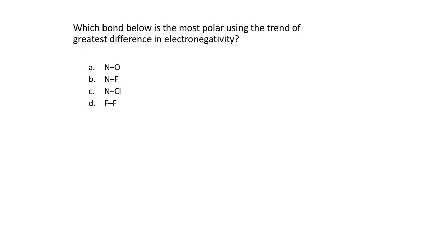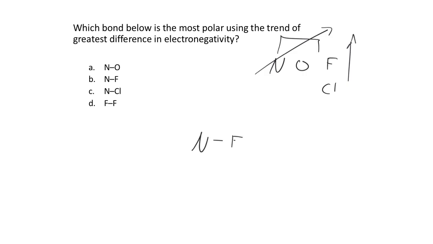So if we're constructing, sometimes in these problems it's best to just reconstruct a periodic table and think we're increasing towards F in both directions. And so the NF bond is going to have a greater difference of electronegativity than the OF bond. The F2 bond is the lowest because it's the same. This one would have perfectly non-polar covalent character.